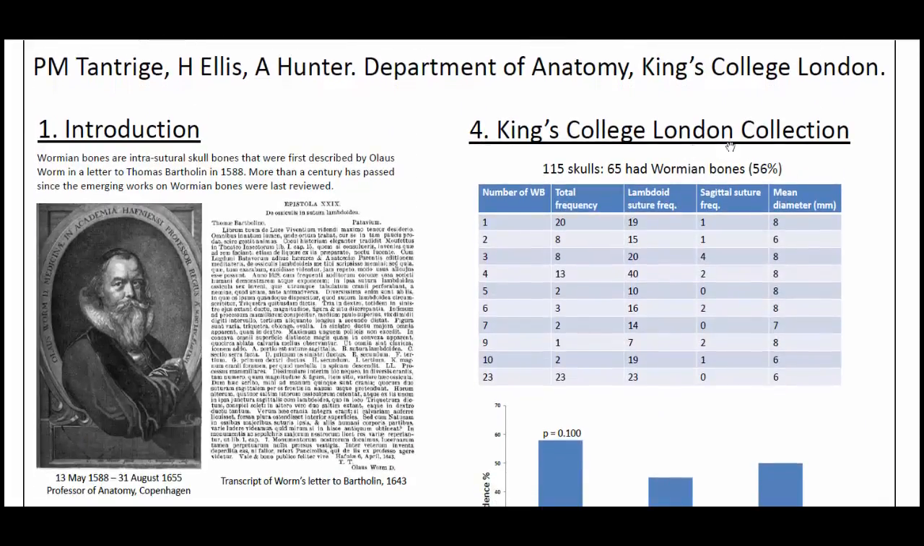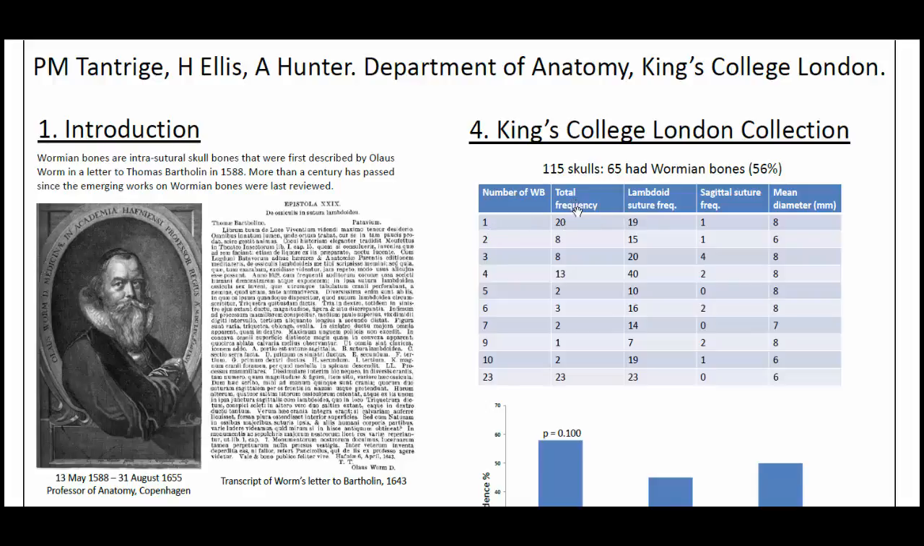King's College London has a collection of skulls. I've examined 115 of them, and 65 of them had Wormian bones, i.e. 56%. Here is a table demonstrating the number of Wormian bones, ranging from 1 to 23, the total frequency of this, and where they were found, meaning lambdoid suture and sagittal suture, which were by far the most common areas, and the mean diameter of the bones.